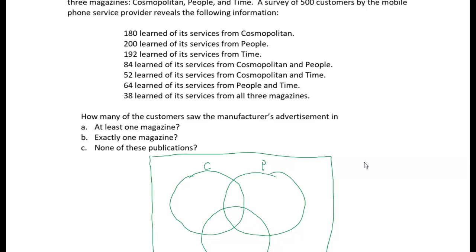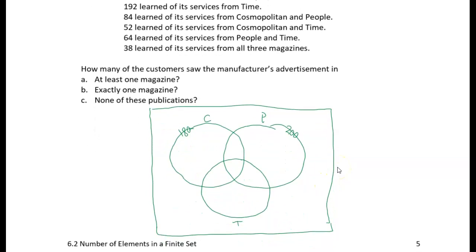180 people learned of its services from Cosmopolitan. Now, some people may have learned from more than one source, so I'm just going to write 180 on the line. 200 people learned of the service from People magazine, so I'm going to write 200 on the line there. And then finally, 192 people learned of the service from Time magazine. So 192.